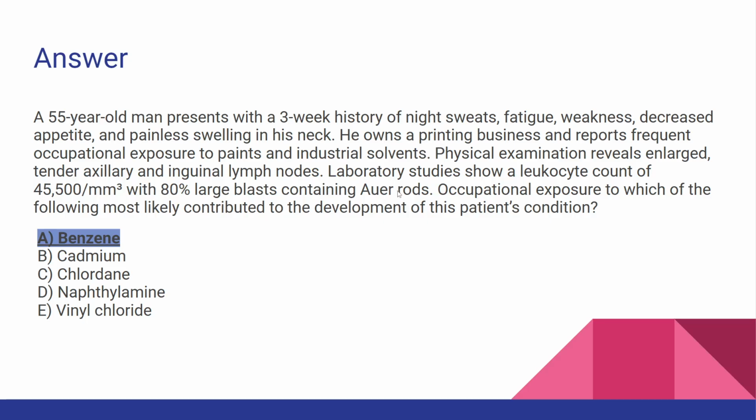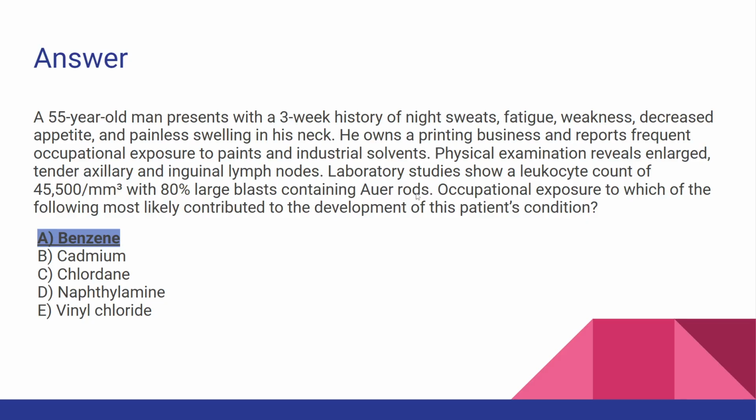But you have this huge clue, right? You have this huge giveaway clue. It says 80% large blast. Remember what I said? If they say anything more than 30 or 50% blast, boom, you have AML, boom. And it also says Auer rods.